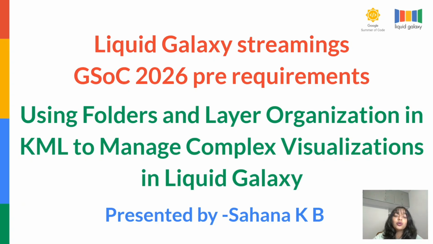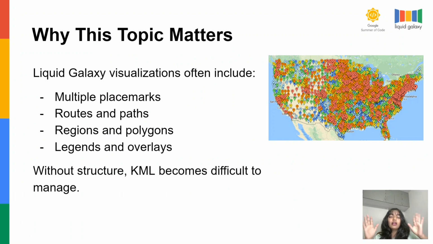In this session, I'll walk you through not only what folders are, but why they fundamentally change the way we build professional, scalable Liquid Galaxy applications. Why this topic matters: Liquid Galaxy visualizations are rarely simple. If you're building a GSoC project, you aren't just placing one marker on the map. A typical project might include hundreds of placemarks, multiple route lines, polygon boundaries for regions, legends, screen overlays, and interactive components that appear or disappear based on the zoom level.